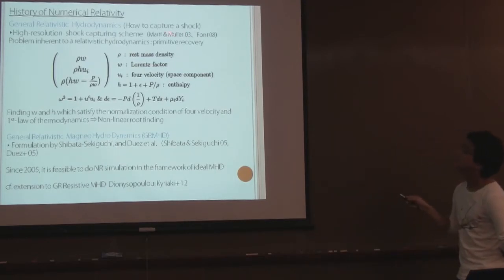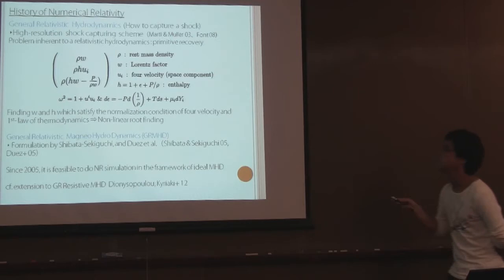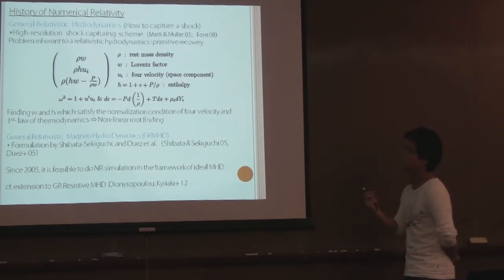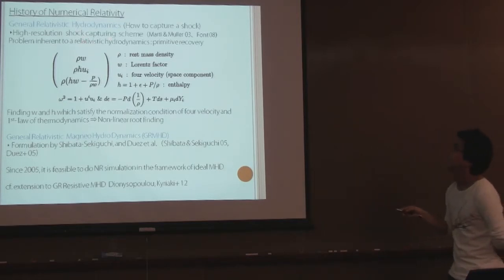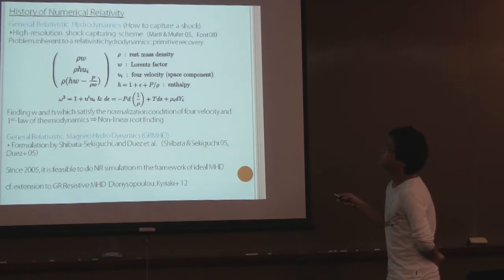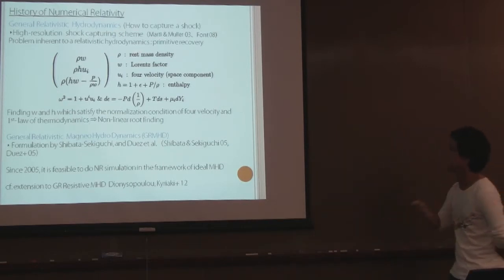The numerical relativity groups at Valencia University and the Max Planck Institute for Astrophysics have implemented a numerical scheme which was originally developed in non-relativistic hydrodynamics. So it is now possible to capture a shock with high accuracy.